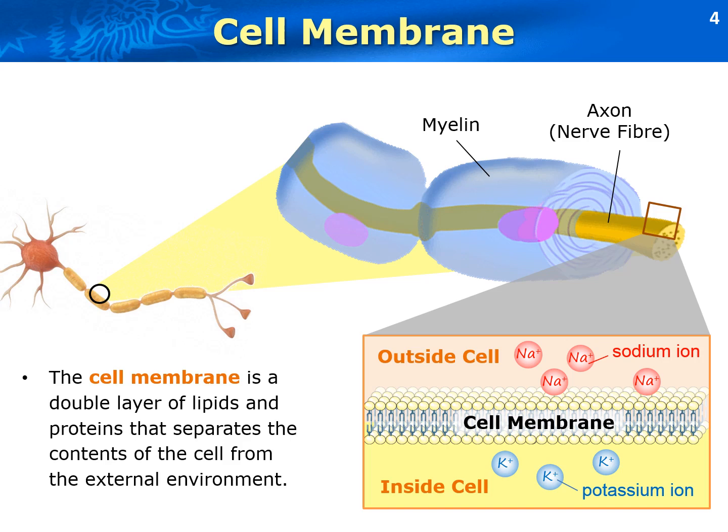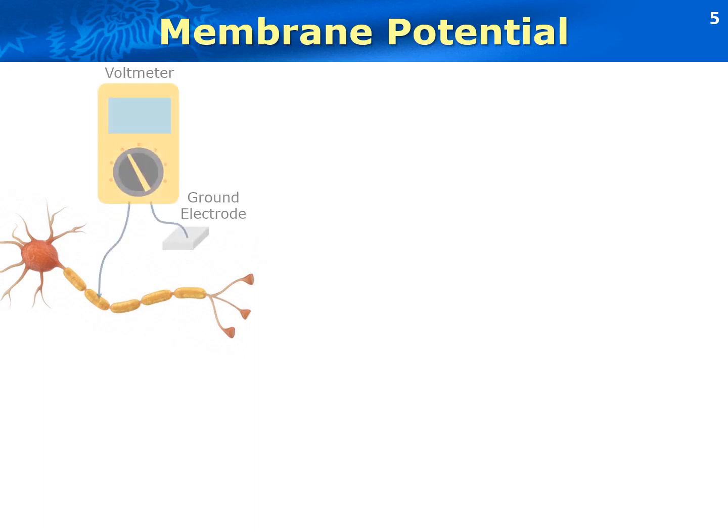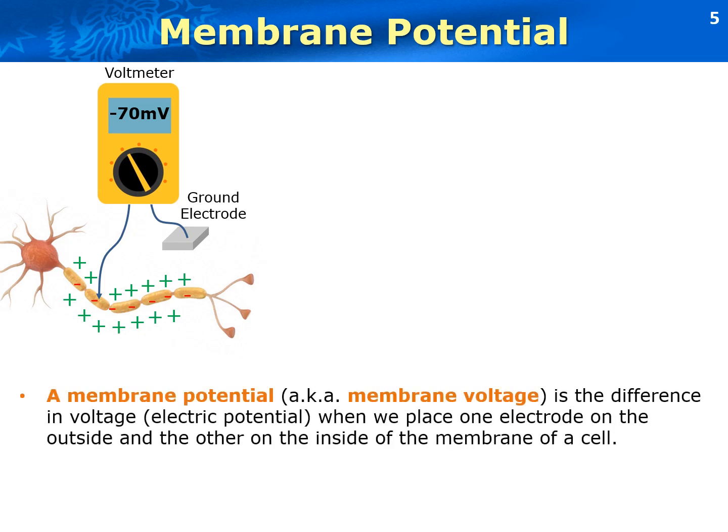Using a voltmeter, we now place one electrode on the inside of the cell membrane and the other on the outside. We see the voltmeter reads -70 millivolts. This number indicates that the inside of the neuron is slightly negative relative to the outside. This is called membrane potential.